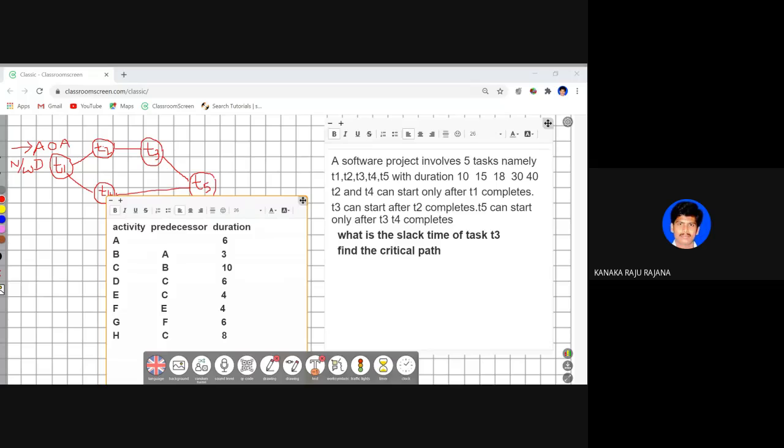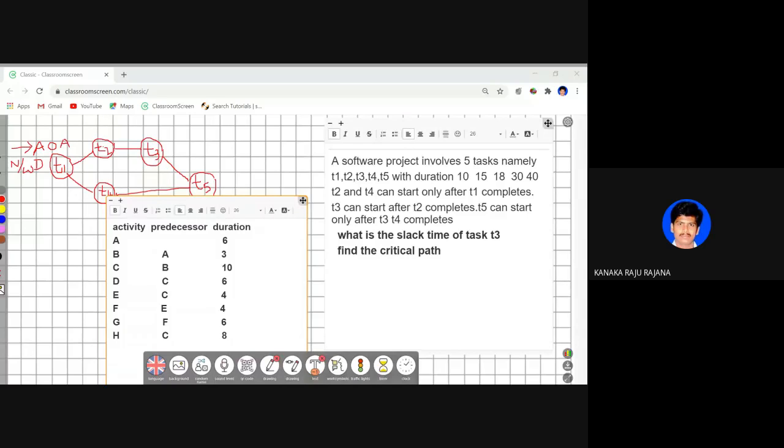One, a backward pass, T3 slack is 0. Very good. There is a difference in answering. That's what I want. Let me know the different answers from your side, and in the next class, I will reveal the answers.